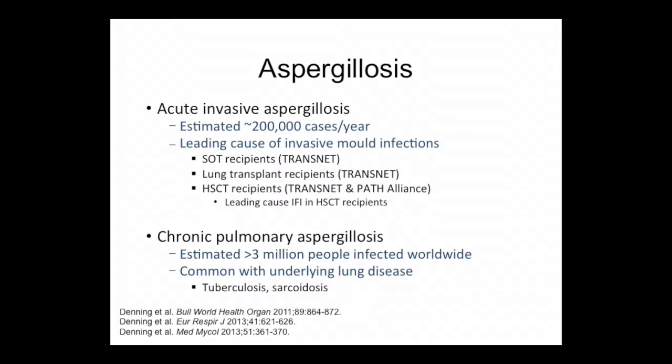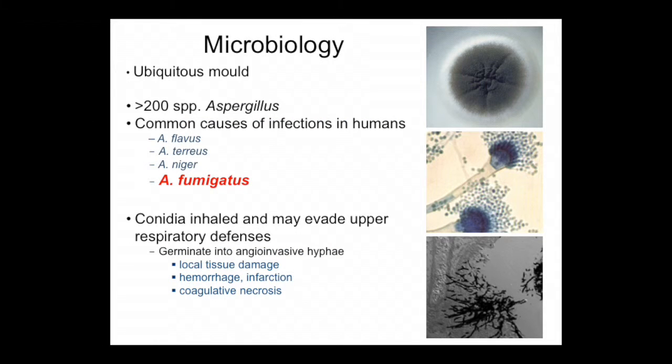There have also been some estimates from David Denning's group that there are about 3 million people worldwide who have chronic pulmonary aspergillosis, and it's really seen in those who have some type of underlying lung disease such as tuberculosis and sarcoidosis. As you all know, from a microbiology standpoint, Aspergillus species are ubiquitous molds. There are now greater than 200 species that have been described. Common ones that we see in humans include Aspergillus flavus, terreus, niger, and then the one that's most commonly seen is Aspergillus fumigatus. The primary organ where we see invasive disease is the lungs, and that's because these organisms get into us as we inhale the conidia.